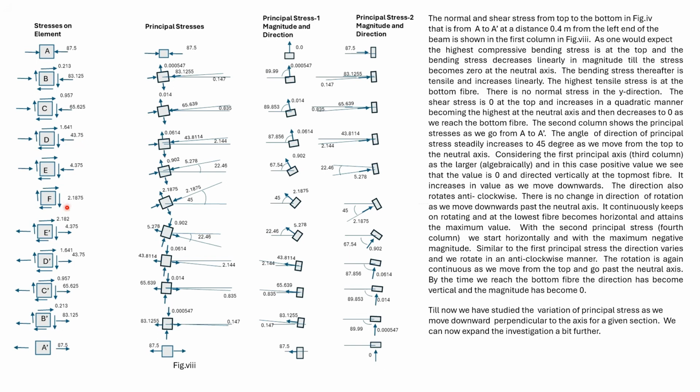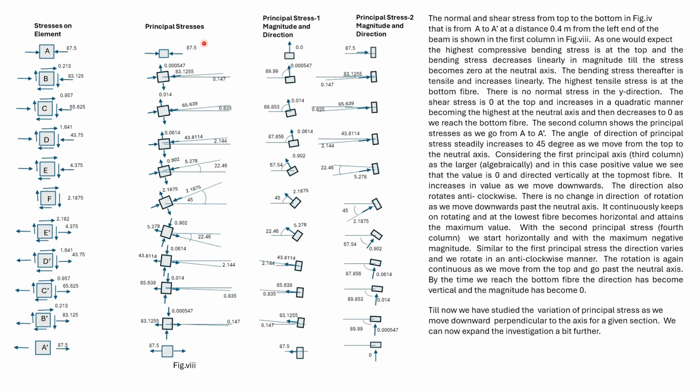While the normal stress changes sign, the shear stress does not change any sign. Shear stress at A is zero and becomes maximum at F. Again, at A dash, shear stress is zero. As we earlier found out, the variation of shear stress is parabolic from top to bottom.